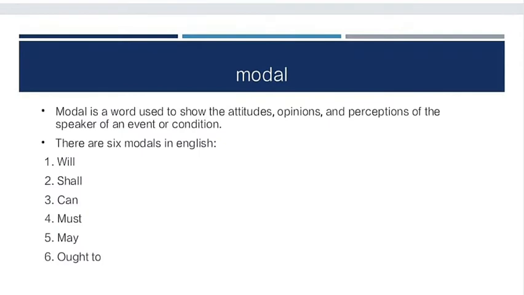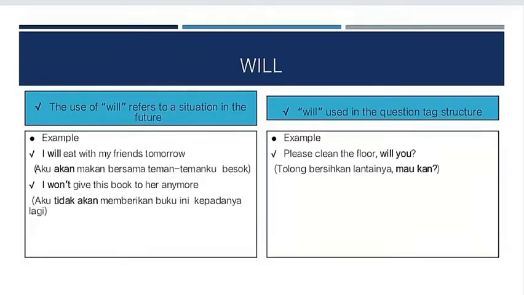Modal is a word used to show the attitudes, opinions, and perceptions of the speaker of an event or condition. There are 6 modals in English: will, shall, can, must, may, and ought to. The first is will. The use of will refers to a situation in the future. Therefore, will is usually translated into akan, bakal, atau mau.